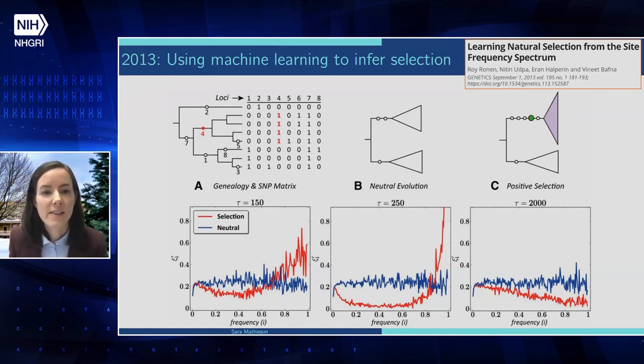In these figures, the blue line shows a neutral region and what the site frequency spectrum would look like. These red curves show what it would look like under natural selection in a variety of different scenarios. So could machine learning, which is known to be good at pattern detection and picking out subtle signals, be used to actually detect natural selection? The authors showed that it could.